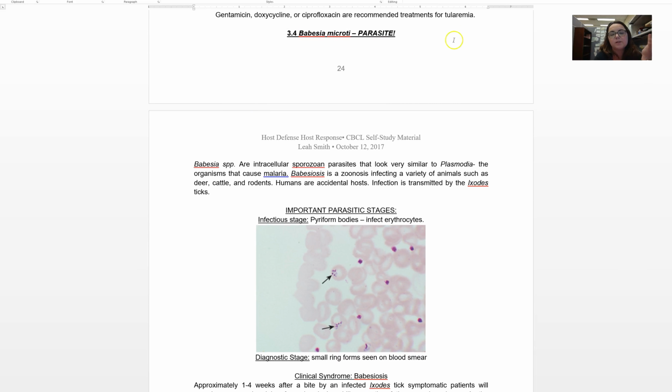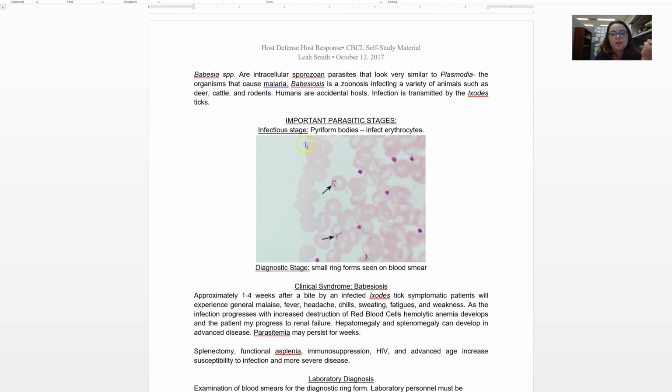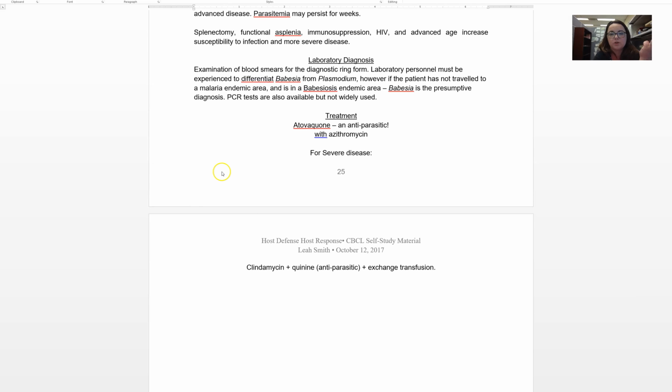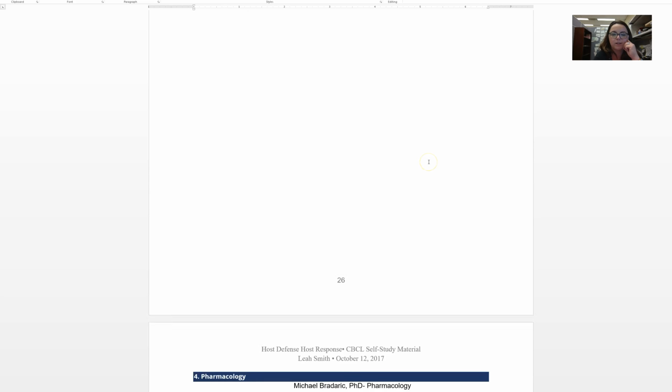Then we have Babesia. So this is a parasite. So remember, you want to know your infectious stage, and you want to know your diagnostic stage, and you want to know your syndrome. That's the main thing. In treatment, there are some antiparasitics listed. Dr. Bradrick hasn't covered that yet, so don't worry about mechanism. I'm not going to ask you about this. This is really just FYI for later, so that if later you're looking for this, you know where to find it. But you don't really need to know anything about treatment moving into your readiness assessment.